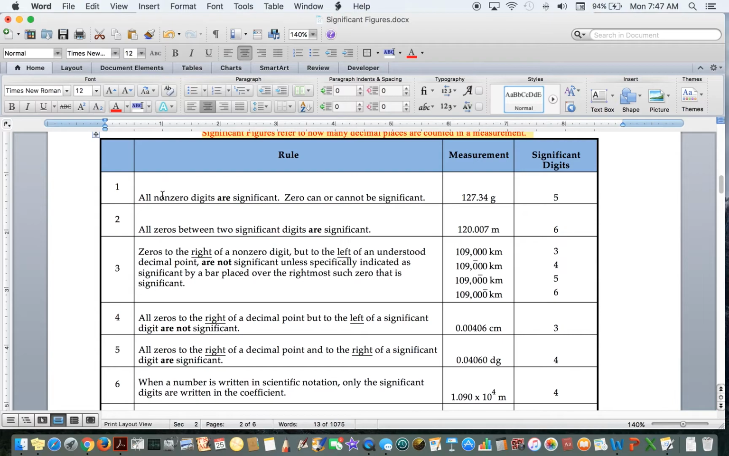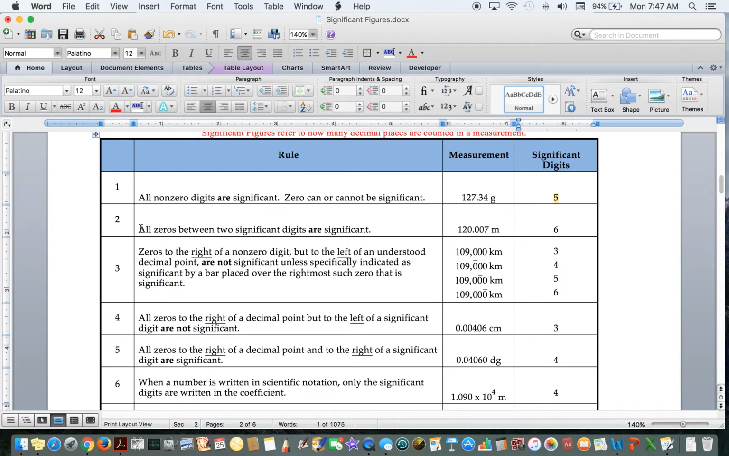Rule 1. All non-zero numbers are significant. Zeros can or cannot be significant. The focus on this is that a zero can be a measurement or it can be a placeholder. In this case, there are no zeros here, so this would be 5 significant figures.